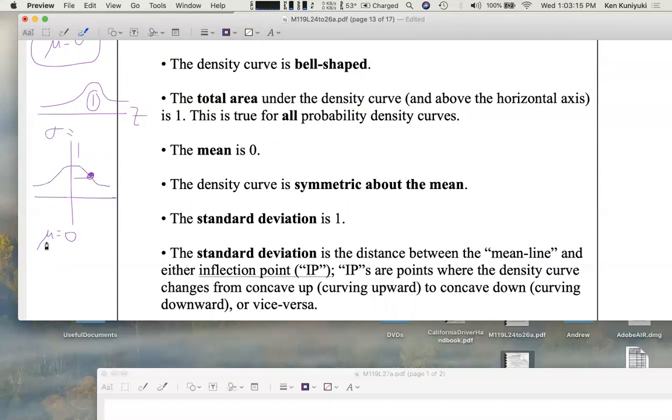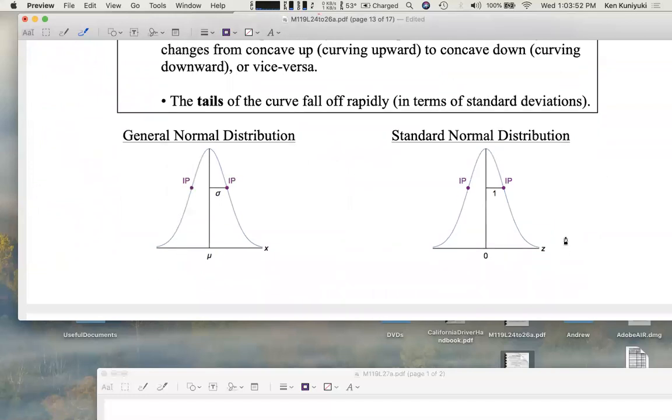We use population parameter notation for distribution parameters. The distance between the mean line and either inflection point, that's the standard deviation. This normal bell curve has 2 inflection points, one over here and one over here. They're symmetric about the mean line. You learn about inflection points in calculus. These points are where the graph changes concavity, kind of like curvature, from concave down to concave up, or vice versa. The picture down here may be more helpful.